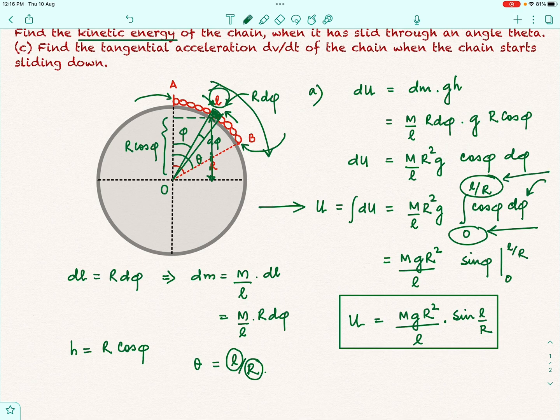Can we say when this whole chain slides by an angle of theta, the upper end of the chain will slide down by an angle theta, so this lower limit will become theta instead of 0, and the upper limit will become theta plus L by R, right? The whole chain is sliding down, so the upper end will slide down by theta, the lower end will also slide down by theta, so both of them will have their angles increased by theta.